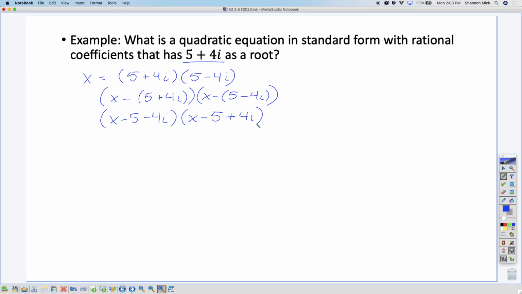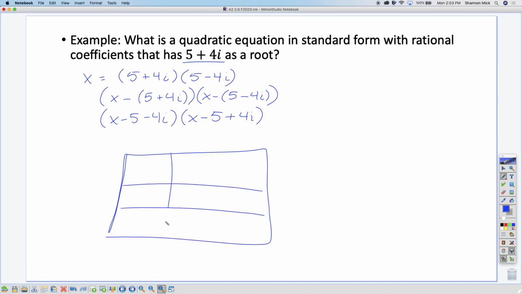And then finish it up. Get your polynomial. Put it in a box. You got the polynomial? You know how to do the box? Okay, what's our box? What by what? How many are in each? 3. So 3 by 3. Then x, negative 5, negative 4i. And x, negative 5, 4i.